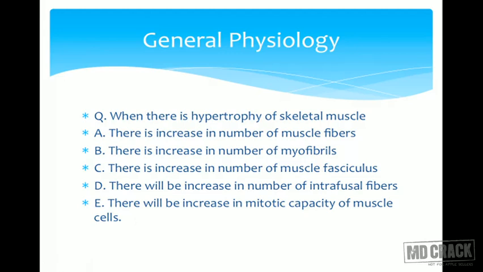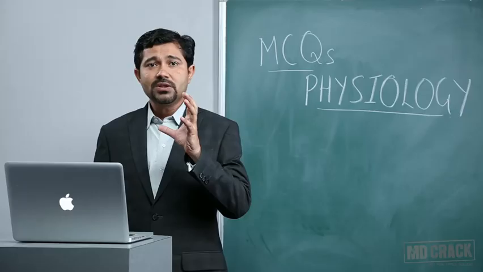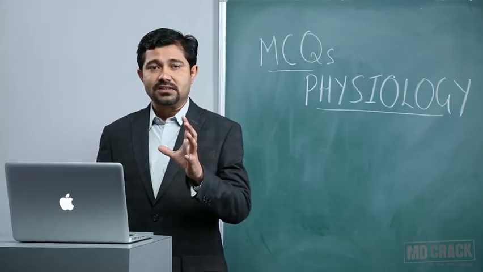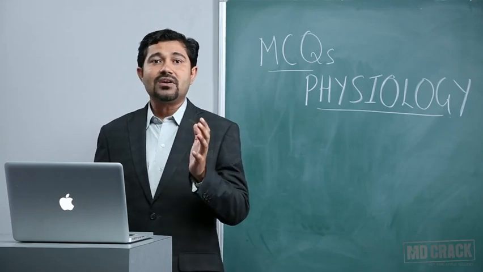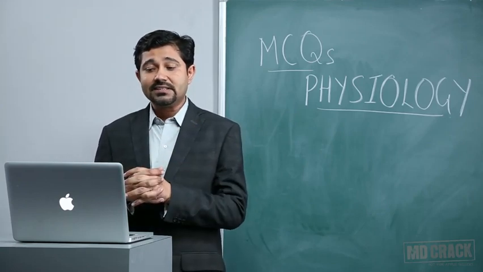Did you get to the correct answer or is there still some confusion? Let's see what happens in hypertrophy now. Hypertrophy means what? Remember, there is no increase in the number of muscle fiber cells. But what has increased is the myofibril, the protein content of the muscle. So, more actin and myosin complexes, and because of that, the contraction strength of the muscle has increased.